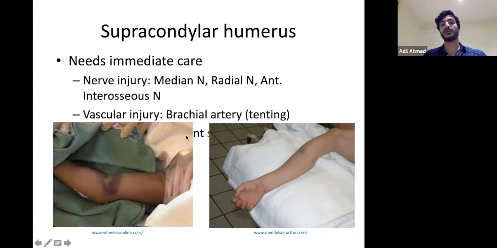But also the brachial artery. The best way is to check radial pulse. Is there a radial pulse or not? Sometimes you can still have a radial pulse despite there being some tenting or spasming. Checking the perfusion is important, and checking the capillary refill.